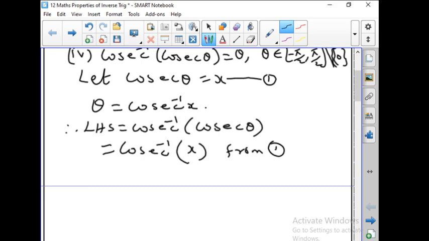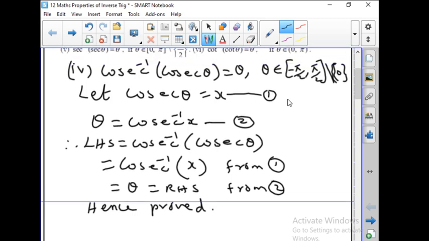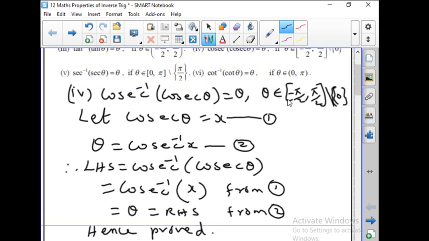But what is cosecant inverse of x? Take this as 2. From 2, cosecant inverse of x is theta. So it is equal to the right hand side. So from 2 we get that. Hence proved. Similarly you can prove the other properties. The first one is proved in the book. The rest of it you can do.